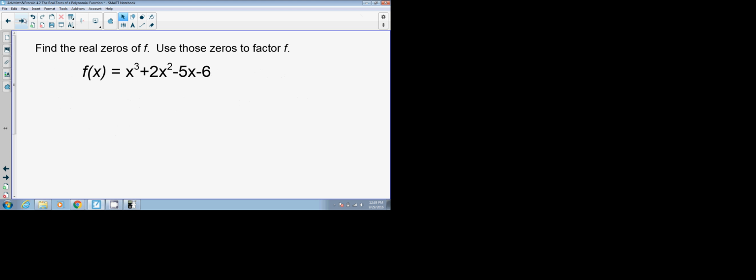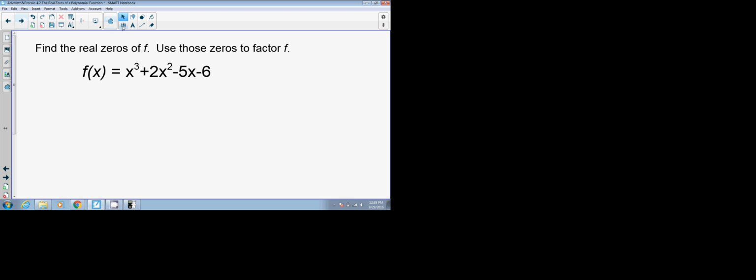This video will help you with section 4.2 with finding real zeros and factoring a polynomial function. We'll just get right to examples here. So I'm giving you the function x cubed plus 2x squared minus 5x minus 6. And they're asking us to find the real zeros of f and then use those zeros to factor.